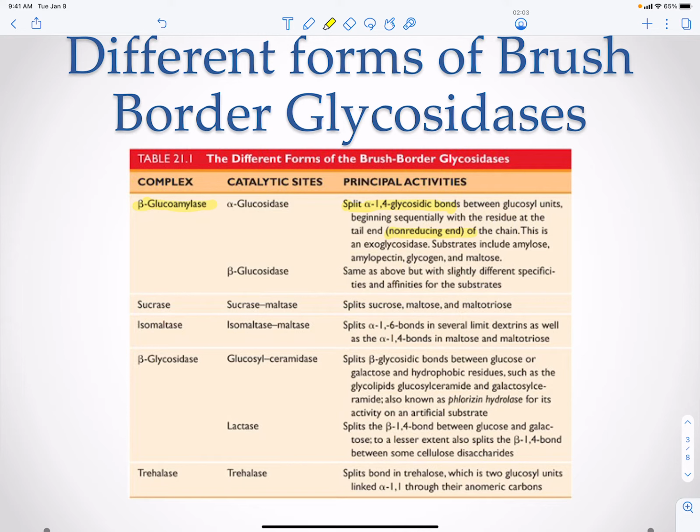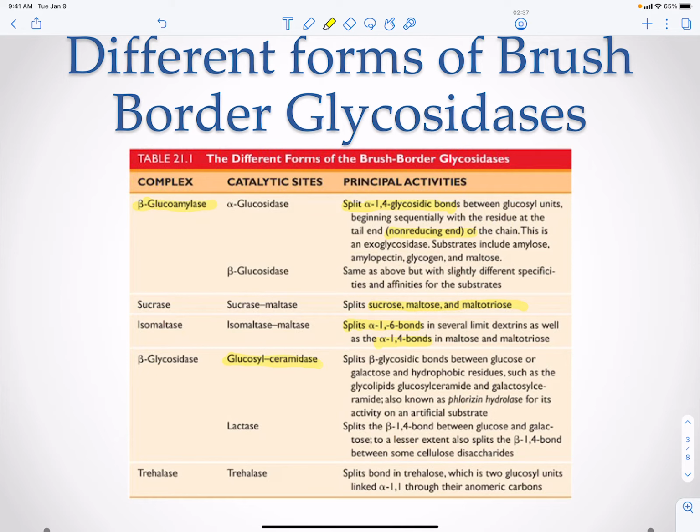We're also going to have a sucrase isomaltase. And sucrase is going to be able to split up sucrose, maltose, and maltotriose. The isomaltase complex is important because it's the one that's going to break down any branches. So if you have the 1,6 bonds, it's going to be able to split those, hydrolyze those, as well as the 1,4 bonds.